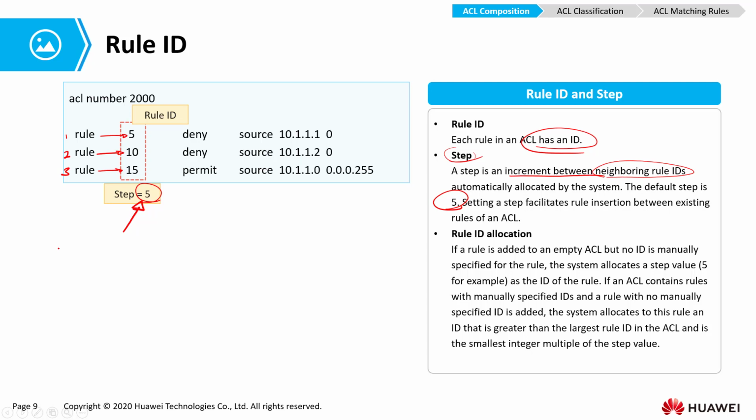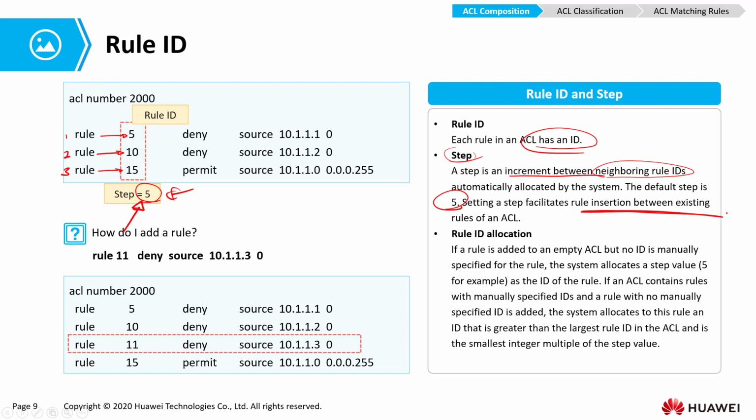Now, why do we even need this step? Why do we need to have it as 5, as 10, and so on? The step facilitates rule insertion between existing rules. Let's say I wanted to add rule number 11. I would just go ahead and get into the ACL view and configure my rule, and it will be inserted right between 10 and 15. This is the importance of step. If we had these rules as rule 1, rule 2, rule 3, and later on we want to insert a rule here, we cannot do that because all the possible numbers have been used up already.